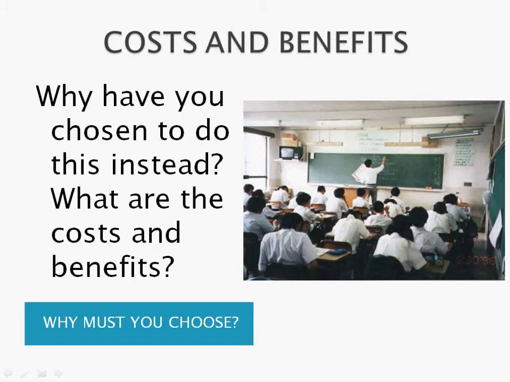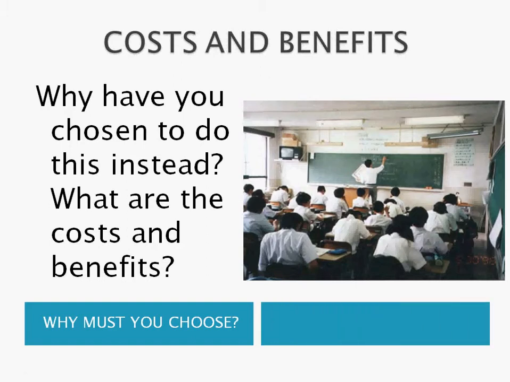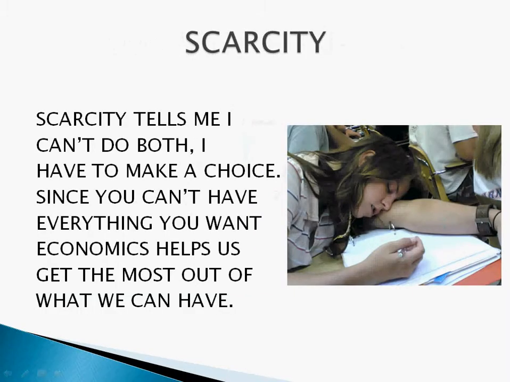Now, the big question is, why do you have to choose? Why can't you be doing both? The answer to that is scarcity. We have to choose because of scarcity. Scarcity tells you that I can't do both. I have to make a choice. And since you can't have everything that you want, economics helps us get the most out of what we can have. So often, economics is just a study of choices. I can't have everything, so how do I pick which one I'm going to do?